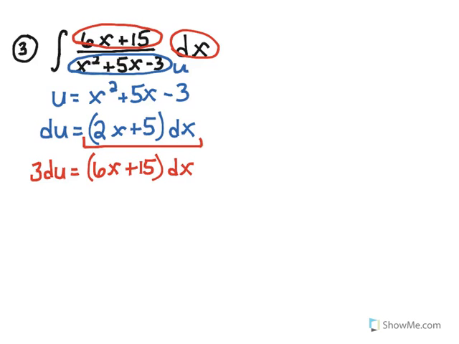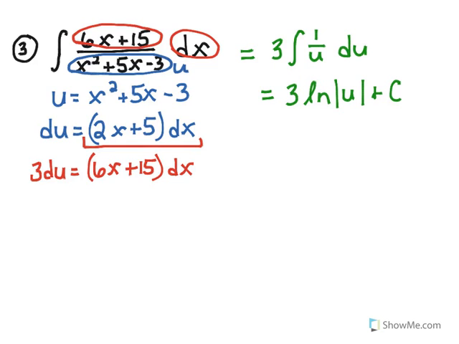So here's what the rewrite looks like. The 3 du takes the place of the circled 6x plus 15 dx. So we're going to have a 3, an integral sign, and a du. So that replaced what was circled in red. And now what's circled in blue was a u, but it's in the denominator of a fraction. So I'm going to make that 1 over u. And now this is a natural log. So this will be 3 ln absolute value of u plus c.